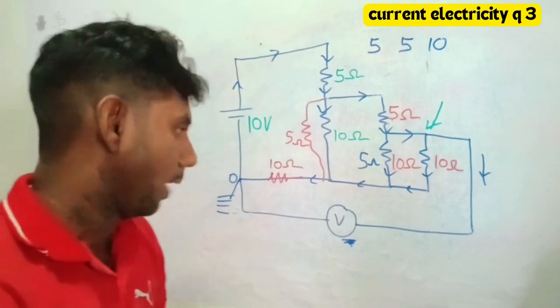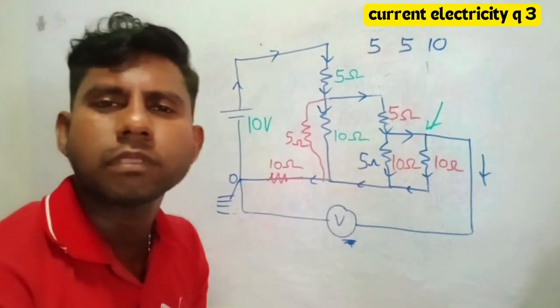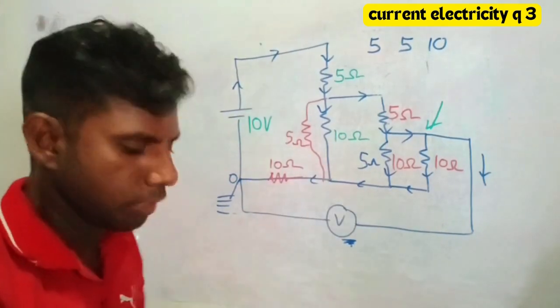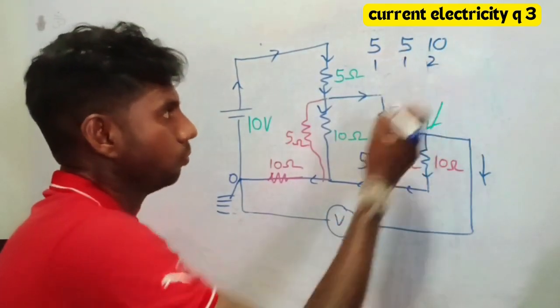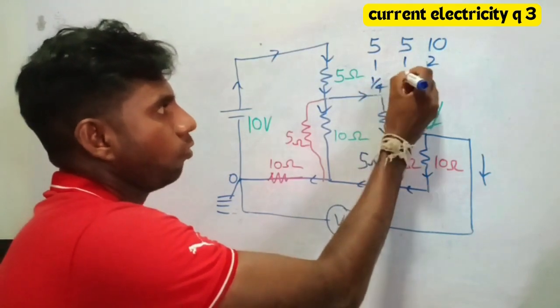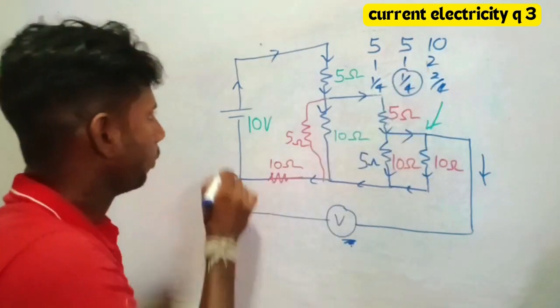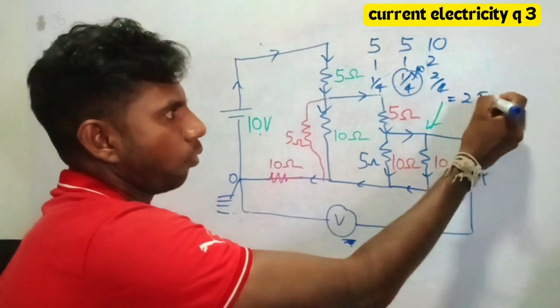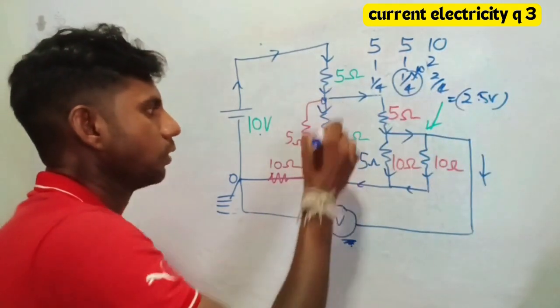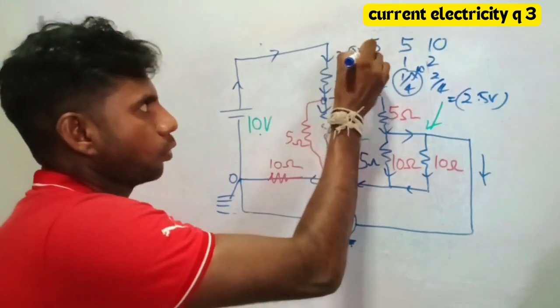I'm going to apply that. There are plenty of methods. I can find the current and divide it, but I'm still going with the potential divider method, the ratio method. So I'm taking the ratio 1:1:2. So 1/4, 1/4, 2/4. So 1/4 into 10, and I'm getting 2.5 volts. So the potential difference across this is 2.5 volt. Again across this point it's 2.5 volt.